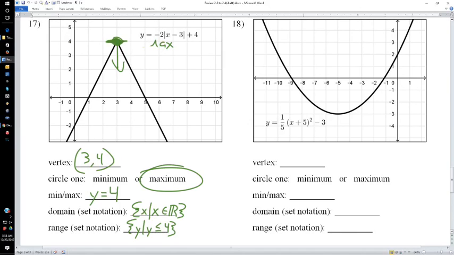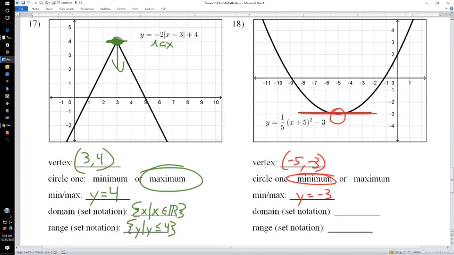Alright, for this quadratic, they want to know the vertex. Well, the vertex, again, right there. -5, -3. This one, well, that's the lowest. The vertex is the lowest point, so that's a minimum. Therefore, the minimum is at y equals -3. It's the lowest point on the graph.